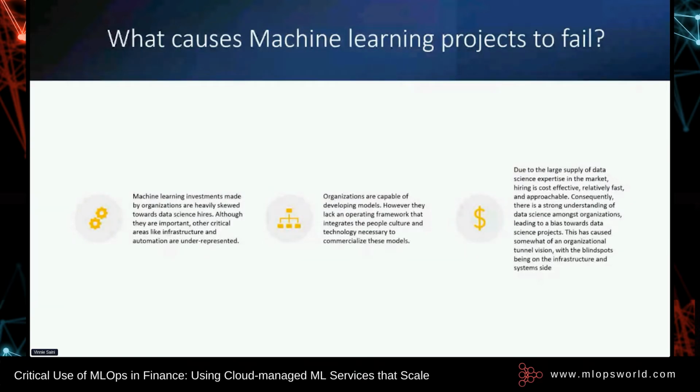Talking about machine learning investments across organizations, we are all witnessing that they're highly skewed towards data science hires, the talent in the market. They're very important, but other critical areas like infrastructure and automation are underrepresented. So that's one big reason to fail. The second reason is that there's an operational framework, but there also needs to be people, culture, and technology. So there needs to be the right balance between them.